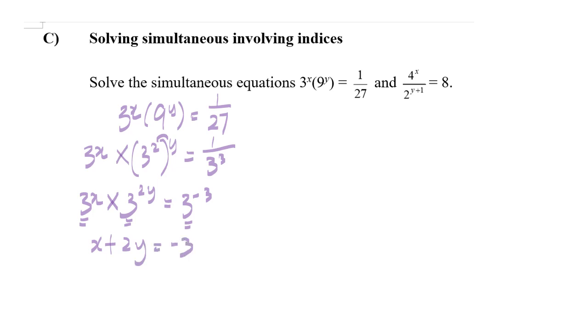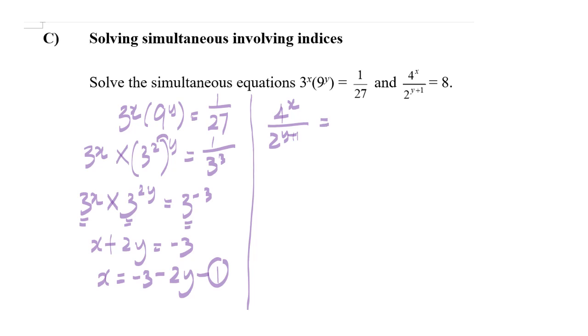Alright, so you will see that I managed to generate an equation involving x and y. I will make x the subject because later on I would substitute x into my second equation. Alright, so how do I get the second equation? Of course, from the second equation as given. So quite obviously, we need to express it as base 2. So 4 is 2 to the power of 2. And 8 is 2 to the power of 3.